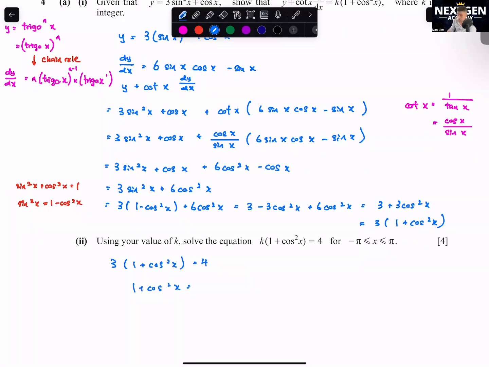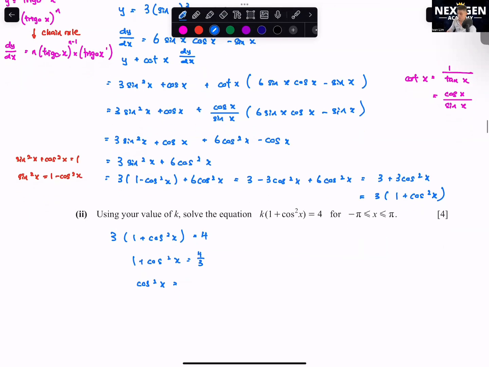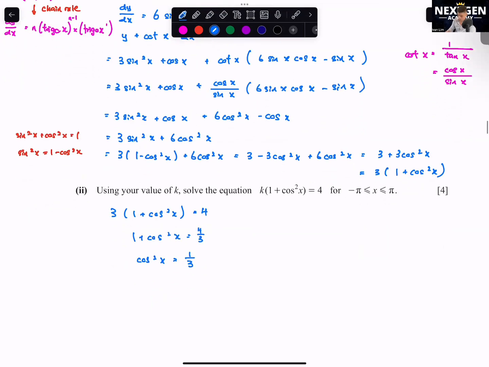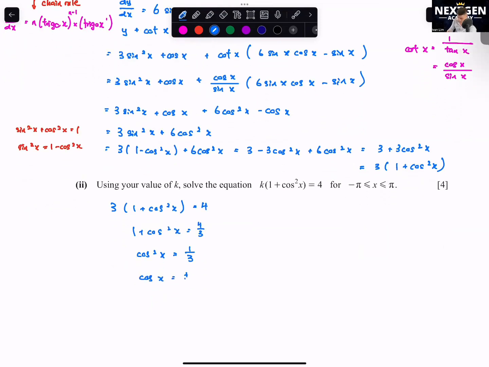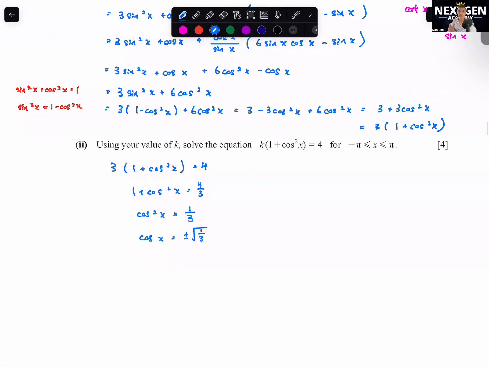Cos square x equals to 4 over 3. Cos square x equals to 4 over 3 minus 1. So you get 1 over 3. And then cos x here will become plus minus square root 1 over 3. When you get plus minus means all 4 quadrants. So here we find our alpha first. Alpha is inverse cos square root 1 over 3, which is equals to 0.9553.